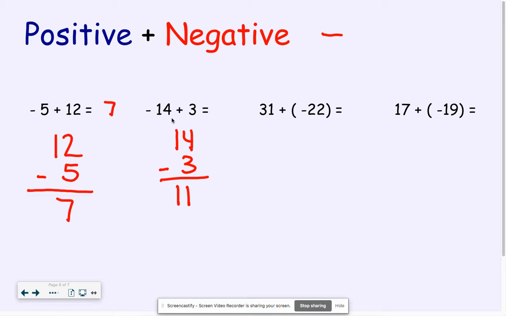Now, 14 was our bigger number, and if you notice, the negative symbol's with it. So because 14 was negative and the bigger amount, our answer is negative.